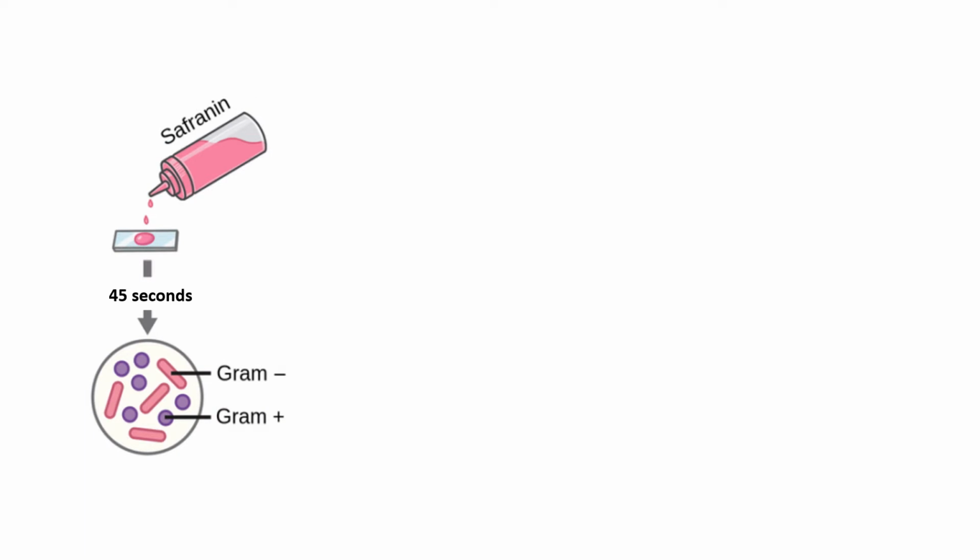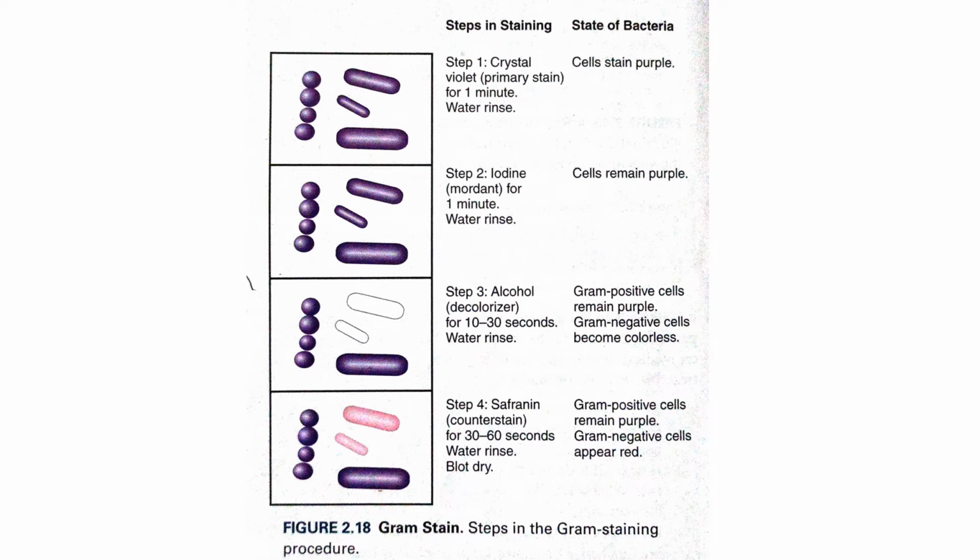In this step, the alcohol acts as a decolorizer. In the fourth step, we add safranin, which is a counterstain. This is also a basic dye. We keep it for 45 seconds, then rinse it with water and blot dry. So these are the steps we discussed.